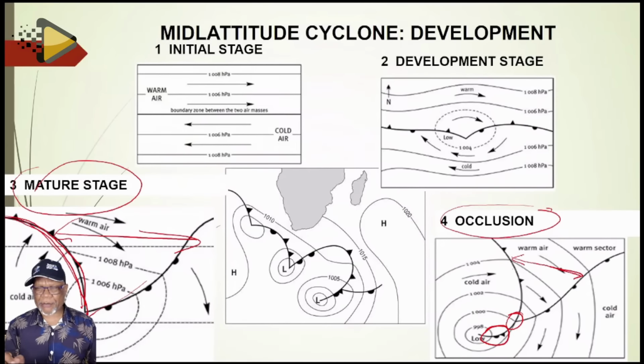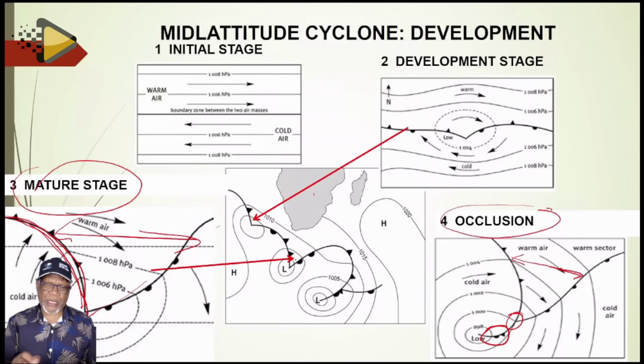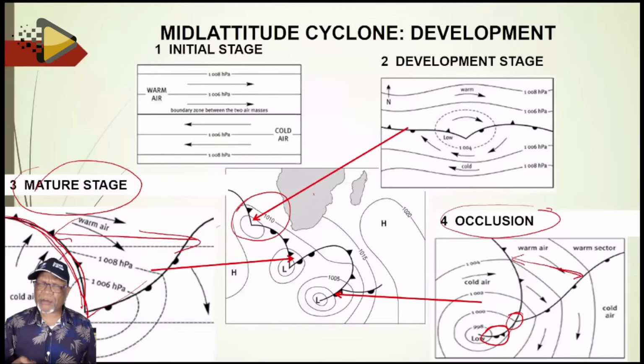Let's look at this diagram here. What do we have here? We have a mid-latitude cyclone in a development stage. We have another mid-latitude cyclone, which is now in the mature stage. We have another mid-latitude cyclone here, which is now in an occlusion stage. So you can say this one is a baby mid-latitude cyclone, this one is an adult mid-latitude cyclone, and this is an old mid-latitude cyclone.